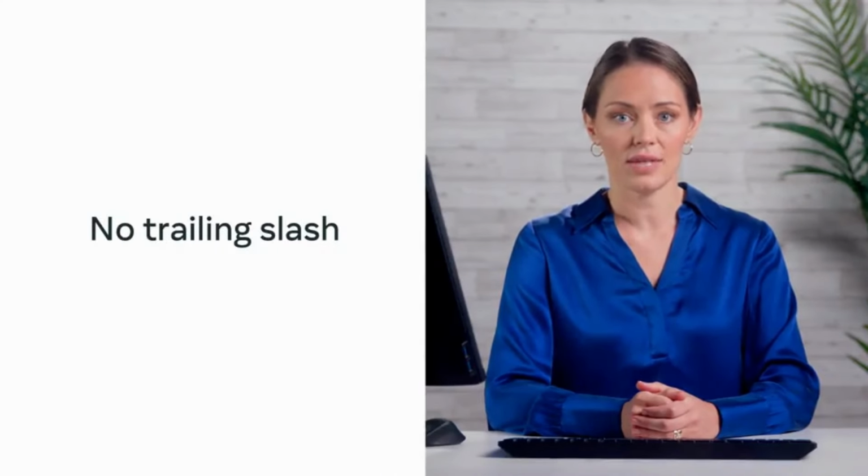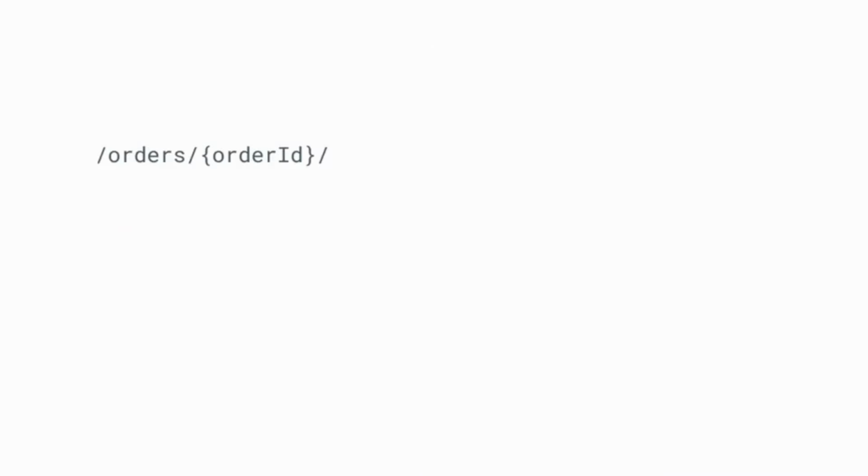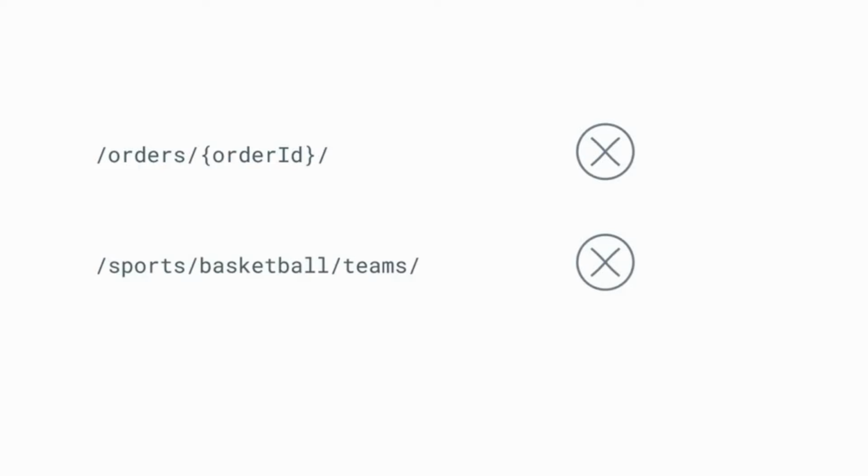Another best practice is that when you share your API endpoints with your team or the public, you should never add a trailing slash to the end of the API endpoint. What this means is that API names that end with a forward slash, like orders, order ID in curly braces, followed by a forward slash is bad practice. So is sports, basketball, teams, followed by another forward slash at the end. Simply end the API without the forward slash at the end.